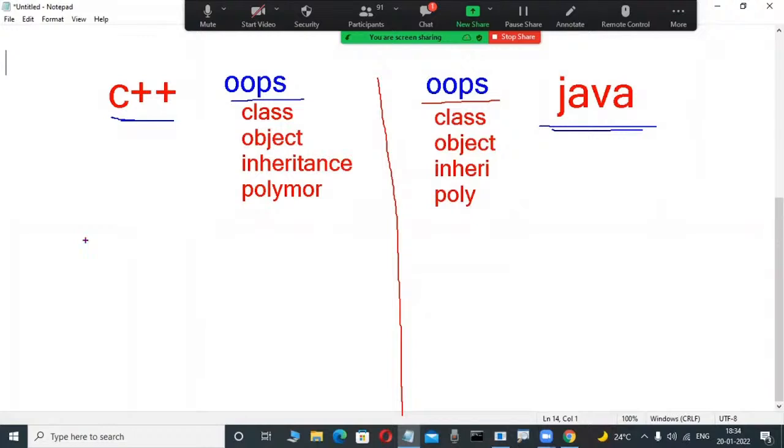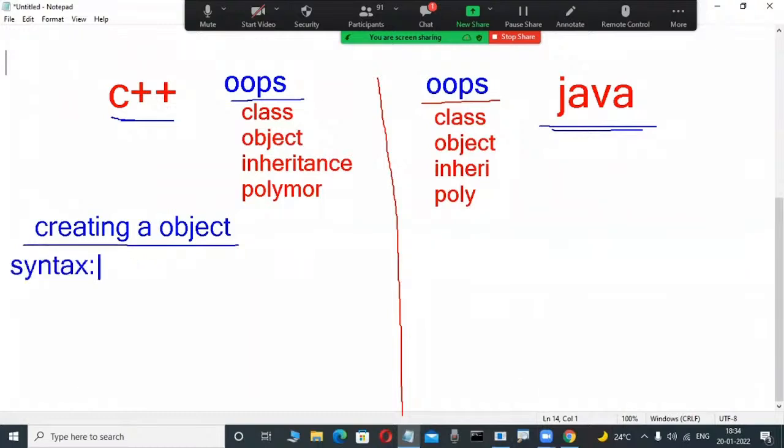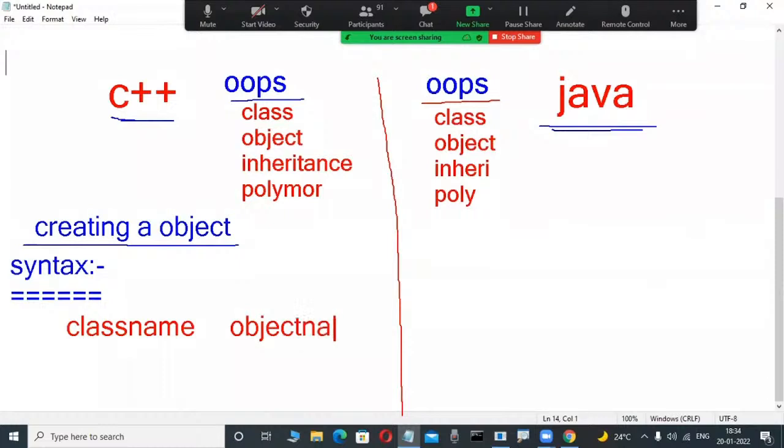Anybody guess? Suppose in C++ I want to create an object from the class, what is the syntax? Do any technical persons have an idea? So many persons have an idea. What is the syntax in C++ for creating an object from the class? Slowly observe here. The syntax is class name, space, object name. This is the syntax to create an object from the class in C++.